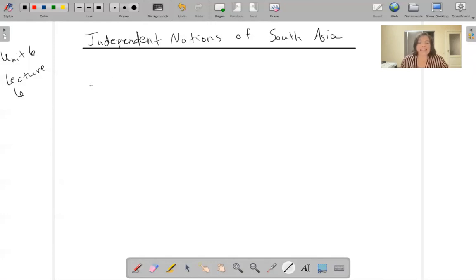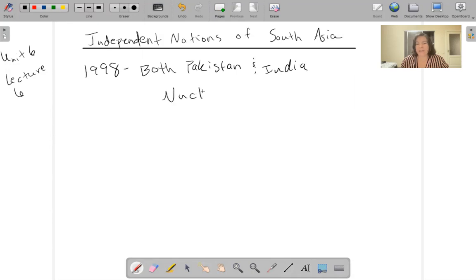By 1998, both Pakistan and India had nuclear weapons. This is worrisome because they hate each other. I mean, seriously hate each other. And they both have nuclear weapons.